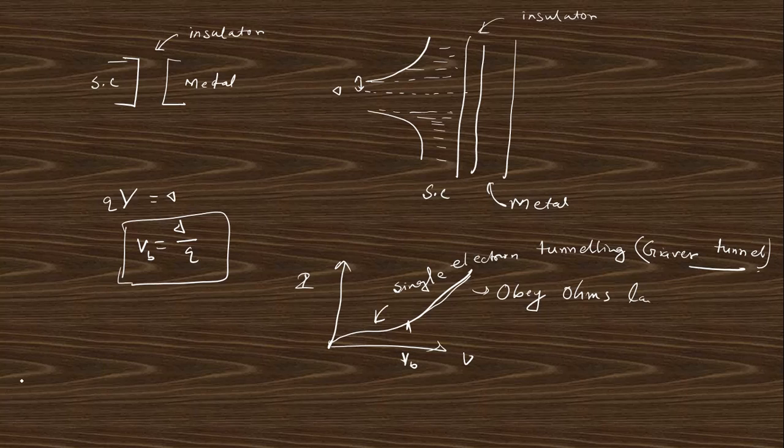The next class will discuss the AC Josephson effect and DC Josephson effect. We will discuss the Josephson effects in detail. Again, in this lecture, we learned just what the tunneling effect of Giaver tunneling, or single electron tunneling effect, is.